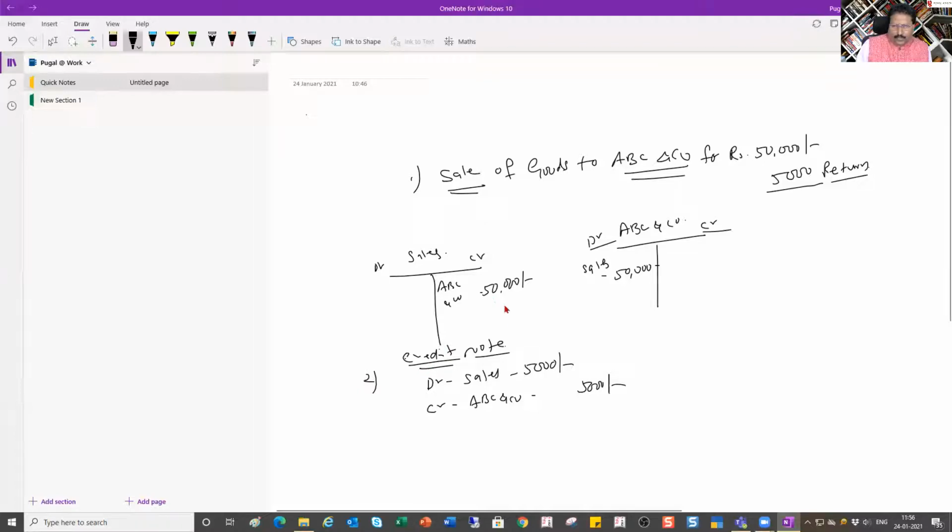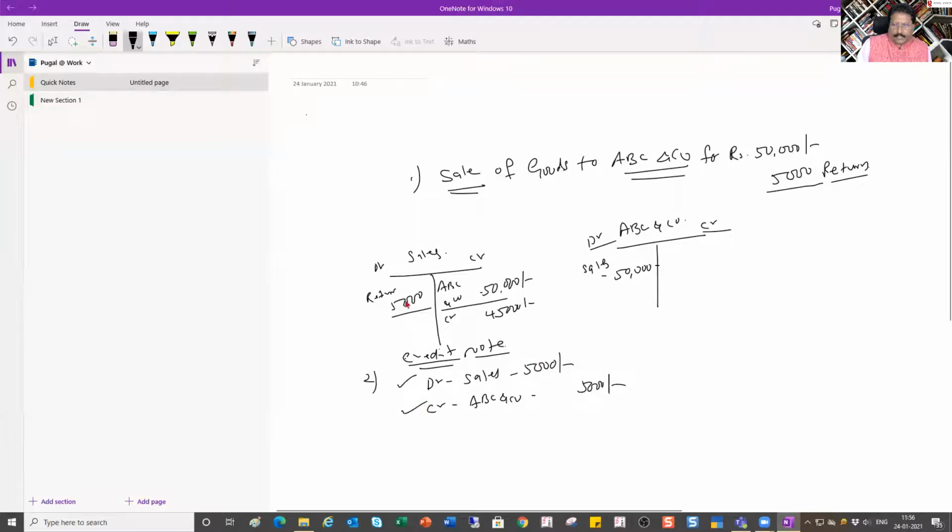So what am I going to do? How do I reduce the balance from 50,000 to 45,000 rupees? Very simple. Once I debit, I'm going to say "by return, 5,000 rupees." So what have I done? Now 50,000 is credit, 5,000 is debit. Now when you balance your ledger, automatically your credit net balance is going to be 45,000 rupees.